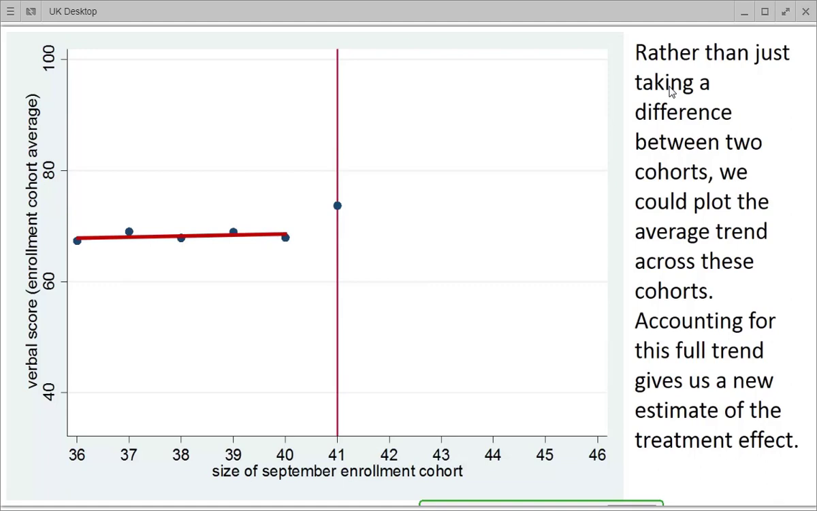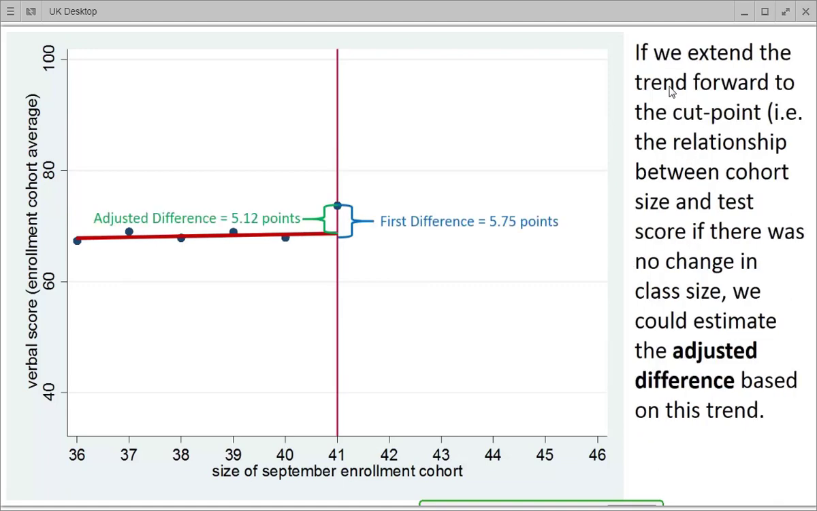Now, accounting for this broader trend that's occurring just within the comparison condition of cohorts from 36 up to 40 students will give us a new estimate of the treatment effect. We can extend that trend line all the way to our treatment condition and find this adjusted difference of 5.12 points. In the previous example, I was just taking into account this difference of one student in the nearest set of cohorts. Now I'm expanding my window to get a better picture of the underlying trend between cohort size and test score.